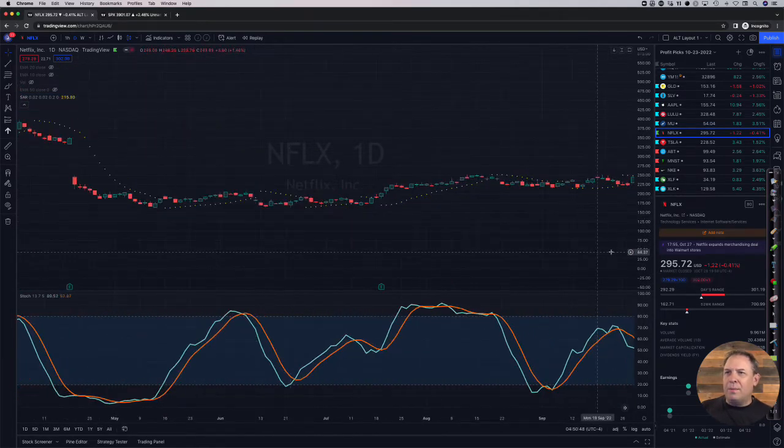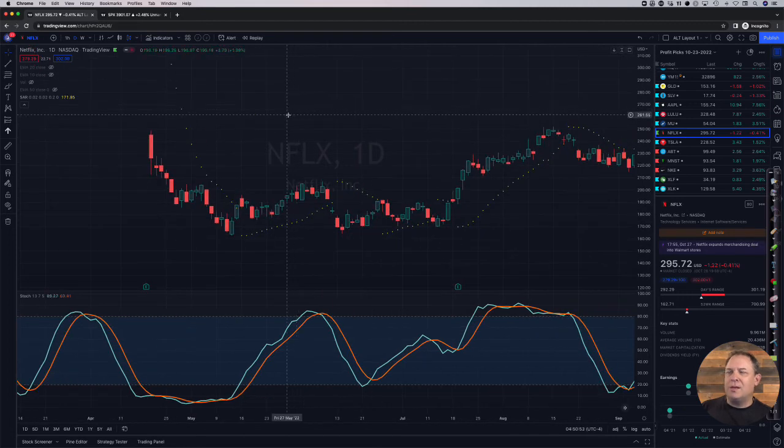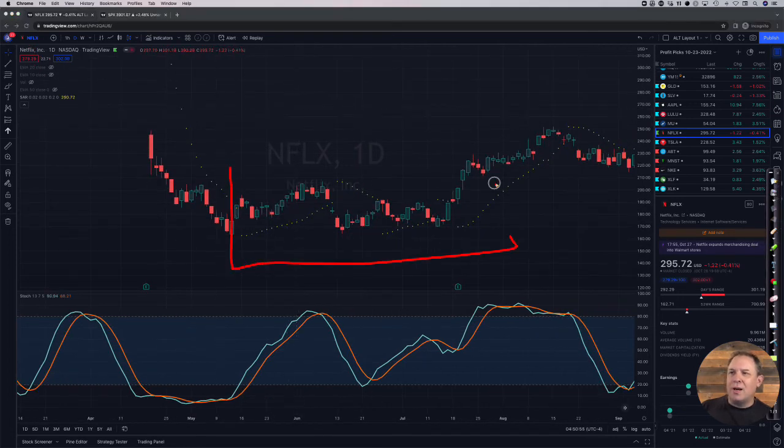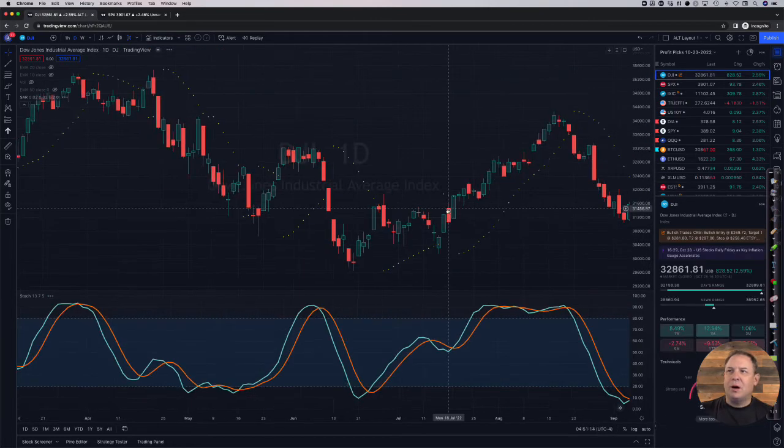The problem with the Wells Wilder parabolic system, like so many trending systems, is this right here. And I'm using this example because it's just so stinking obvious. Bullish, bearish, bullish, bearish, bullish. And what ends up happening is you end up whipsawing to death. That term whipsaw means you get into the trade, and then it whips you back in the opposite direction, and it whips you back again, and on and on.